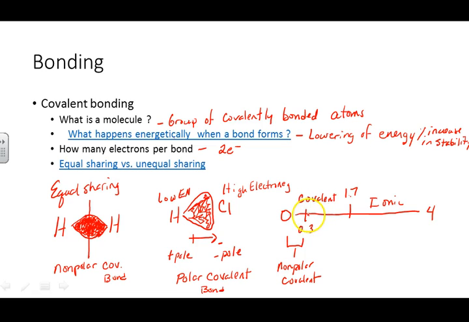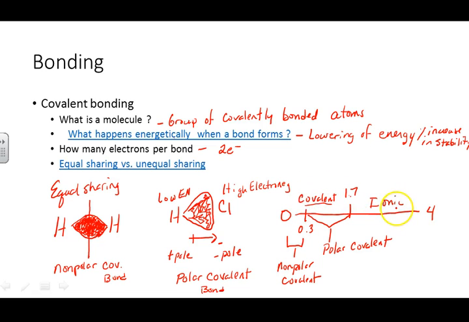This zone from greater than 0.3 up to and including 1.7, this is polar covalent. This classification of bonds has a big effect on how molecules actually behave when they're in groups. So we'll need to continue to look at this. But again, if you subtract electronegativities and it's less than or equal to 1.7, covalent.